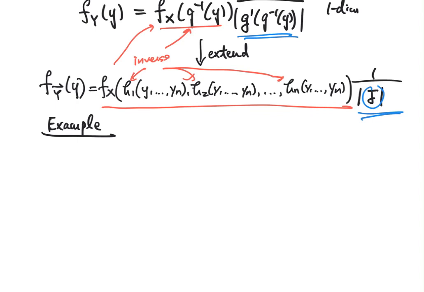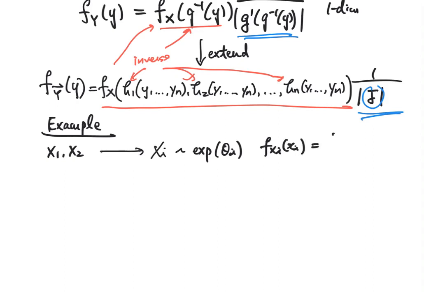Let's suppose I have S1, S2, two random variables, and each of these Si has an exponential distribution with mean theta i. That means your PDF is equal to this number. And then let's assume they are independent as well.